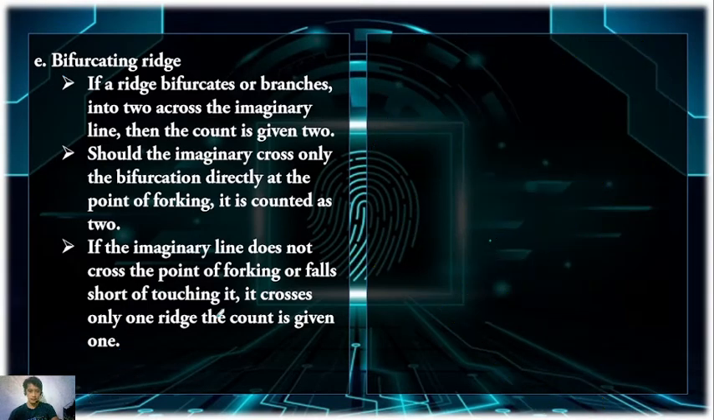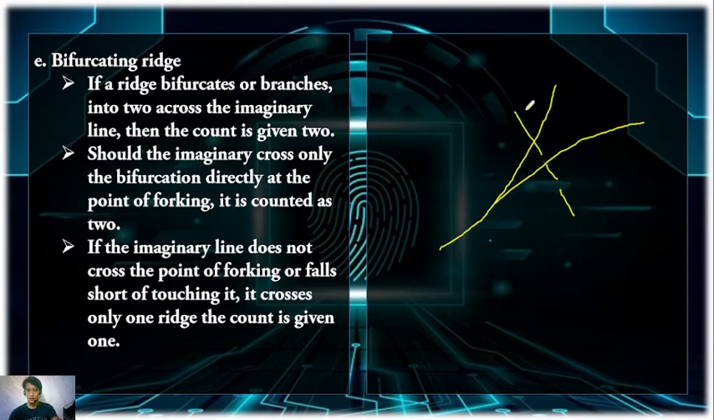So again, we have here a bifurcating ridge. So pag ito na-cross ng imaginary line, parehas tig-isang ridge count yan. Total of 2. Kapag isa lang yung nasagi, ito lang na part ng imaginary line natin, then that is only 1 count. Kapag sa gitna mismo, that is 2 count. I hope that is clear.